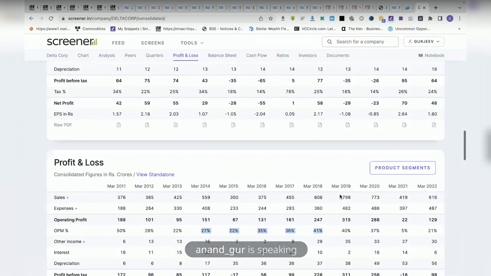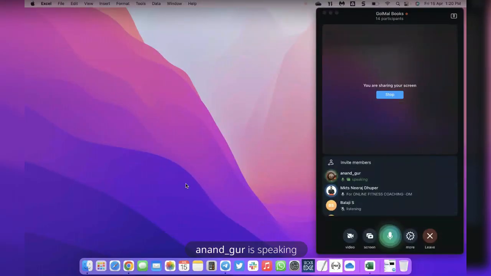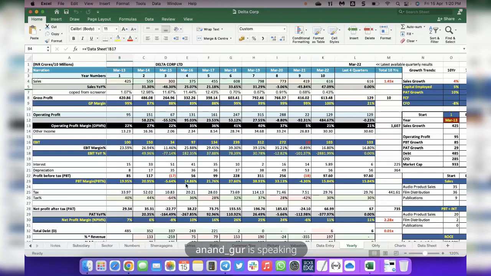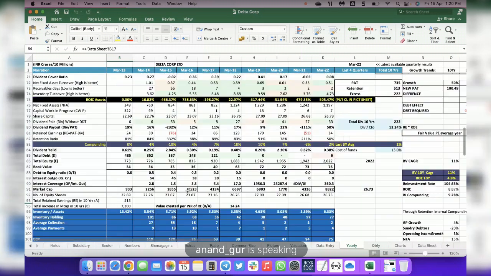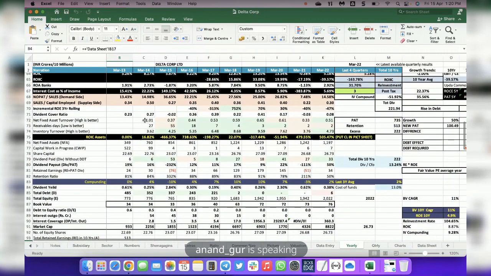For the sake of simplicity, most of you know about the Excel sheet also. For the sake of simplicity, I'll just go and look at the Excel. Okay? Where is my asset turnover? This is my asset turnover, net fixed asset turnover. When did the company have an asset turnover of more than one?